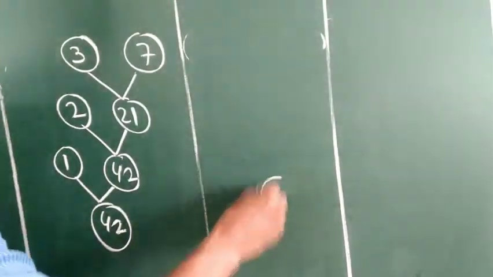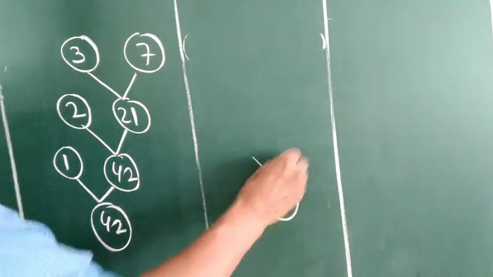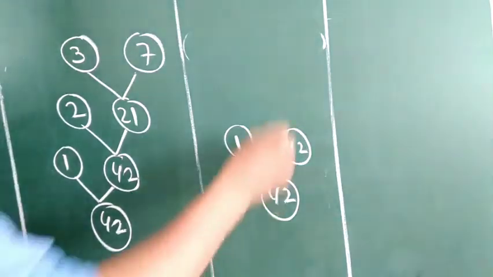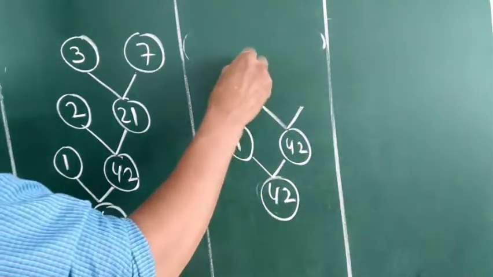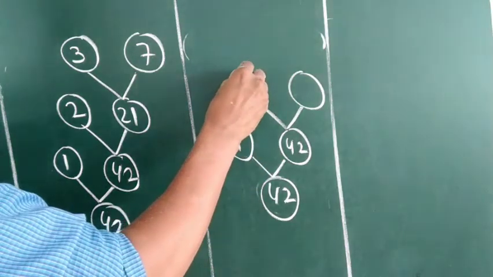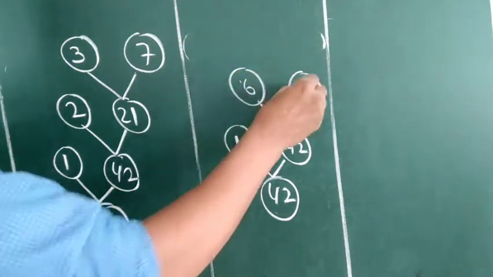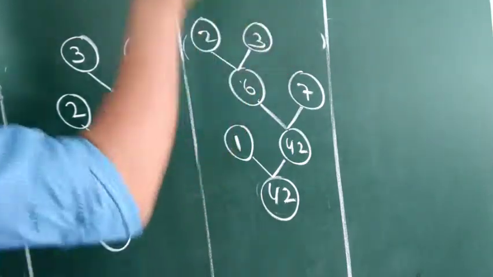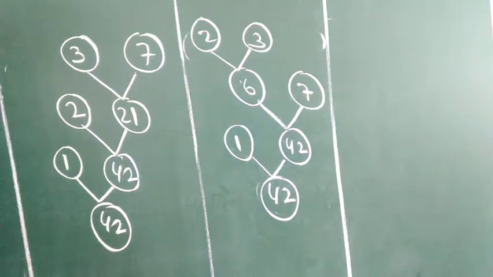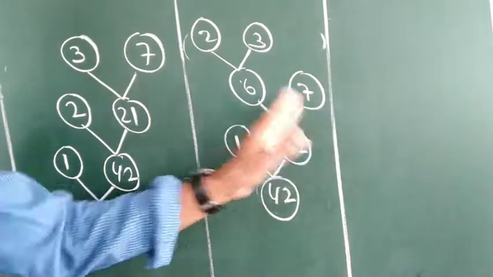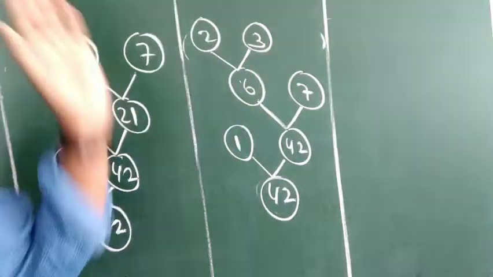Now see, one more answer is here. It is 42. 1 into 42. Next, it is 6 into 7. And then it is 2 into 3. So 42 is 1 into 42, 6 into 7, and then again 2 into 3, it is 6.